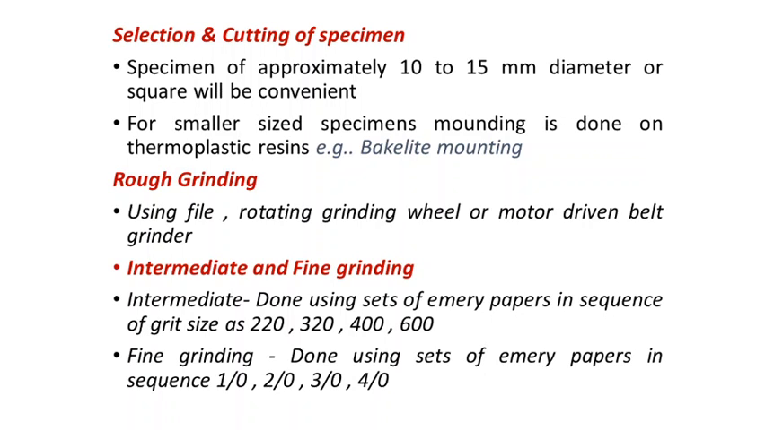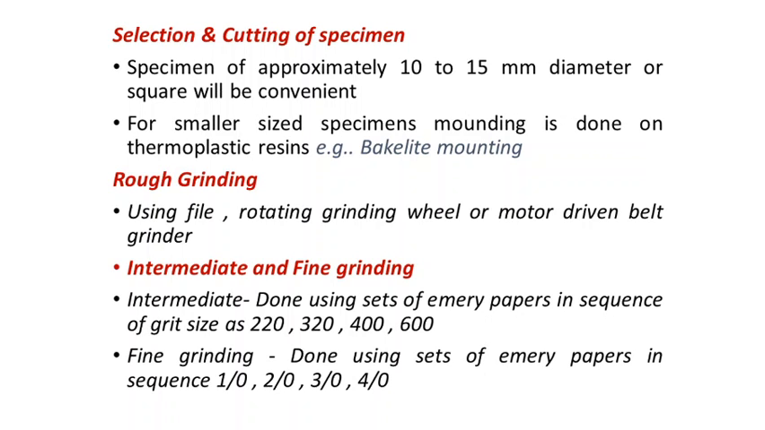Okay, the second stage is rough grinding. We will be using a file or a rotating grinding wheel of larger grain size or grade size, driven by a motor, for doing the rough grinding of the specimen. It is followed by the intermediate grinding, which we normally do using emery paper of a suitable grit size.